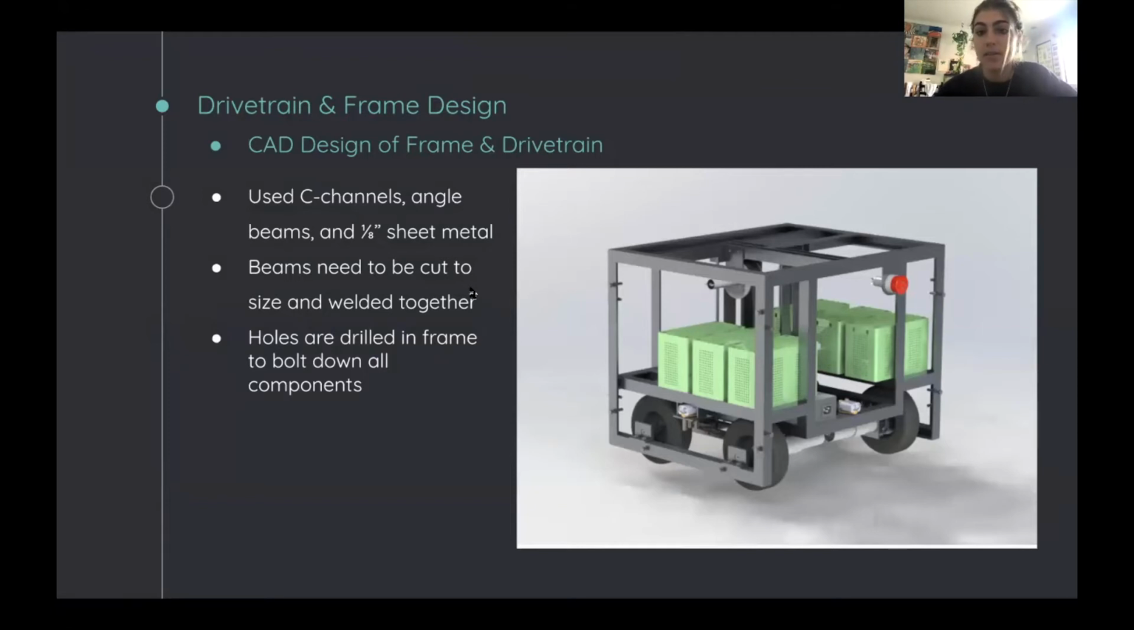This frame consists of C channels and angle beams, and we chose to use C channels because they achieve the necessary strength to support our internal components, but still remain lightweight. Additionally, C channels are a mass manufactured part that just need to be cut to size and welded together to achieve our frame design. And this makes them less expensive than the alternative of aluminum extrusions.